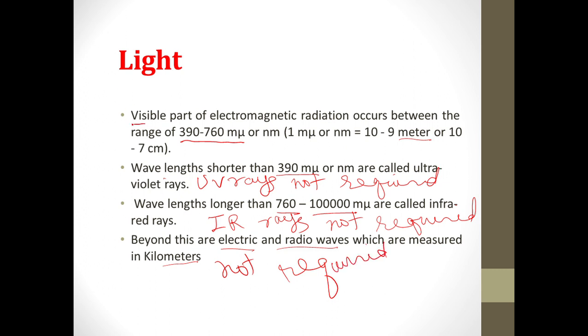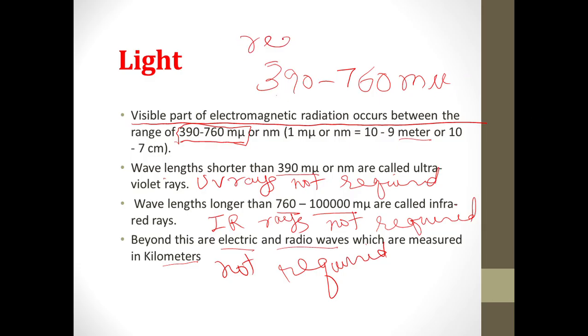So what is required? Only the visible part of electromagnetic radiation, that is in the range of this. This is the range, 390 to 760 nanometer. This range is required for photosynthesis, and in this range all the pigments of photosynthesis absorb the light, meaning they absorb in this range only. So this is about photosynthesis. That's an outline of photosynthesis.